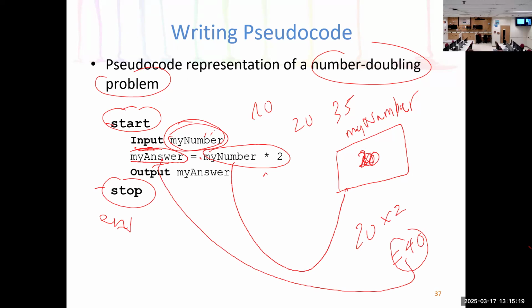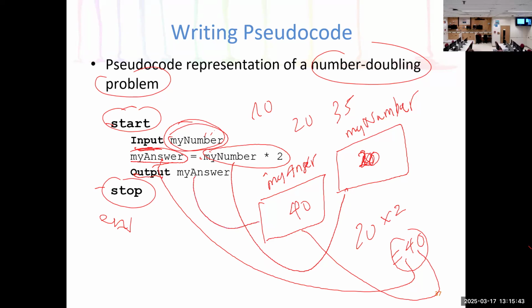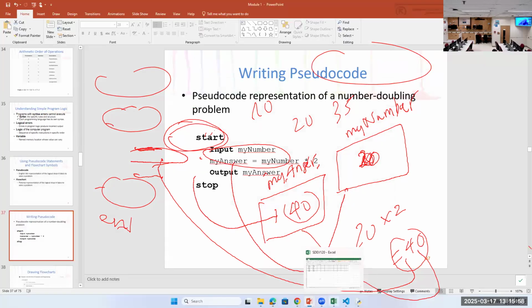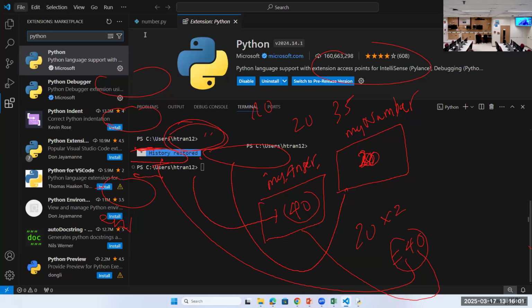So what is it? That means I create one more slot in memory, and the name of this memory slot is my answer. It gives the number 40 to this one. And later on here, I just print out the output. That's the keyword. So what is it? I access the memory with the name my answer, take out the value and print it out. Okay, so this one you can work with Python here, or you can work with the other language here. This one works with Python, right?